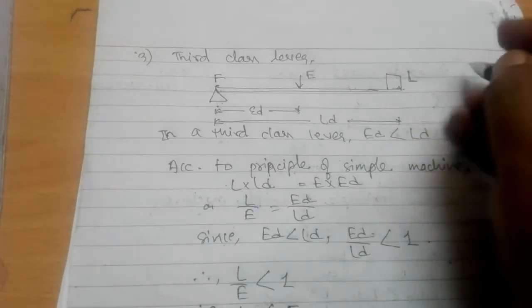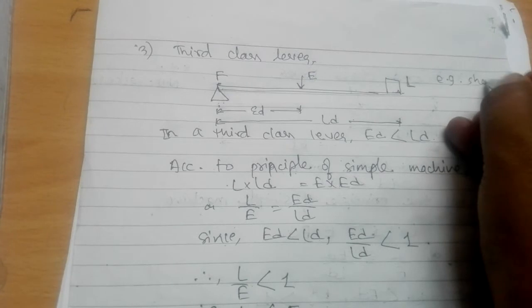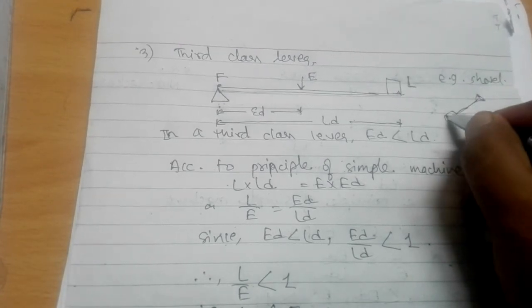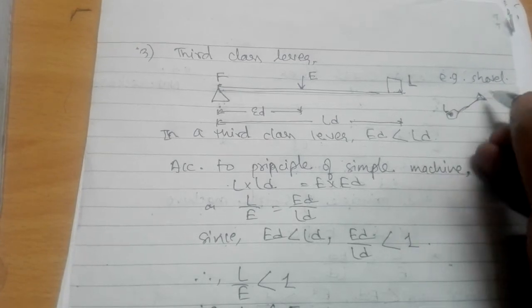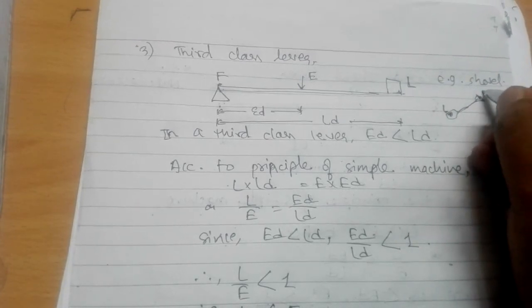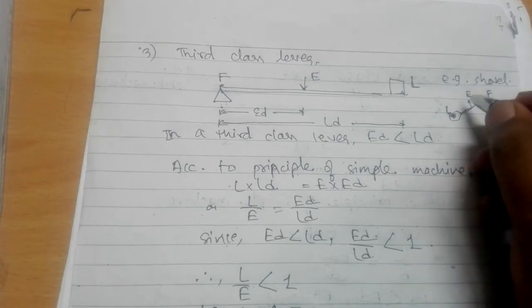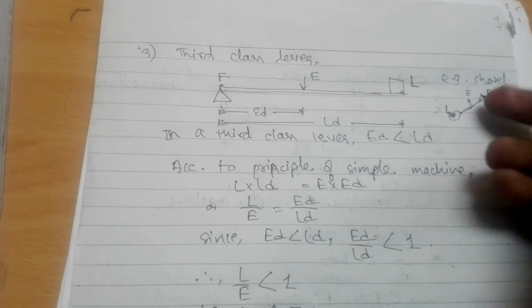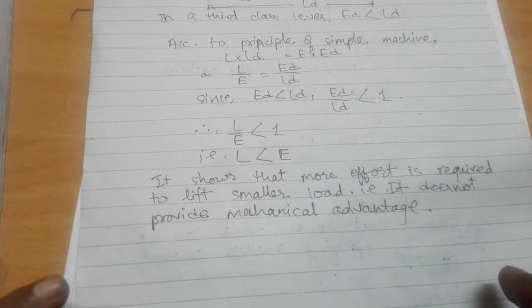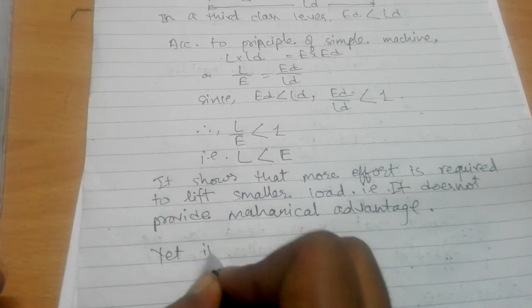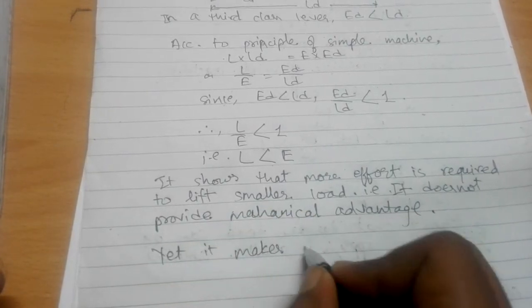Some of the examples of third class lever is a shovel. In a shovel, load is applied here. You anchor the shovel over here with your left hand, and you apply effort over here to lift the load by using your right hand. Effort lies between fulcrum and load. Shovel is a kind of third class lever. Why do we use it if it does not provide mechanical advantage? Well, yet it makes our work faster.